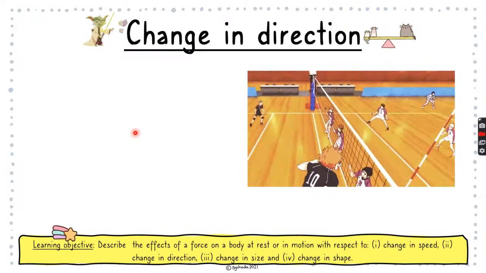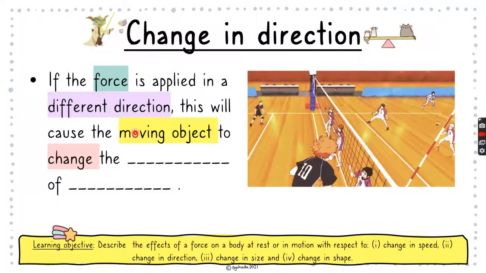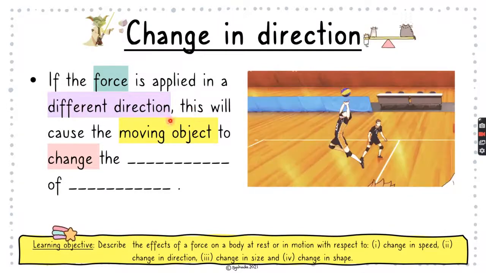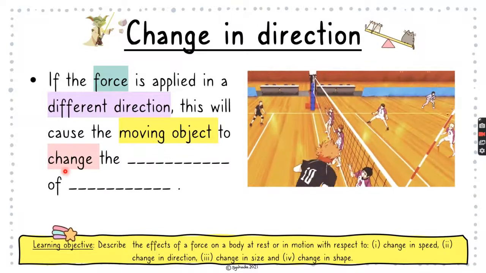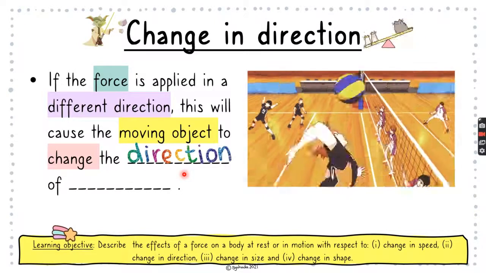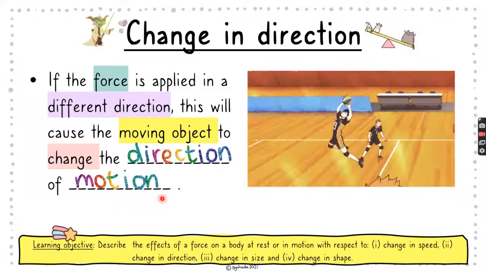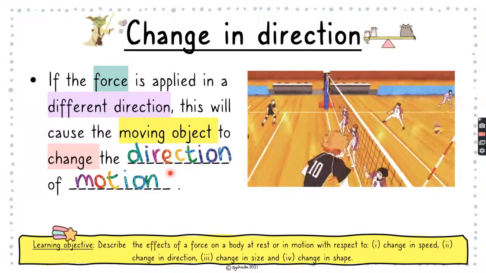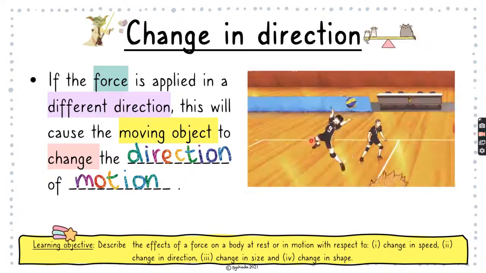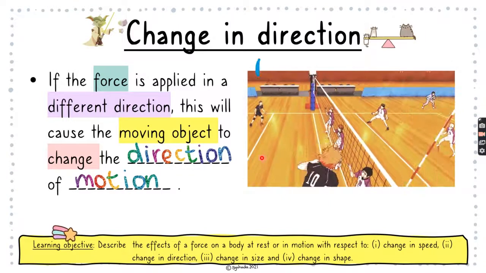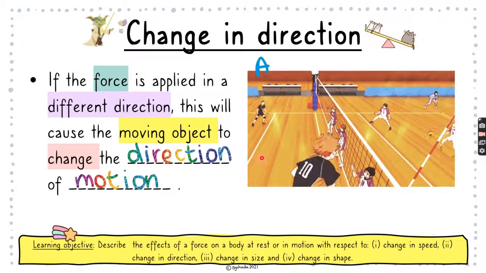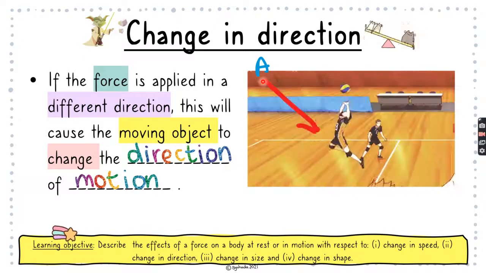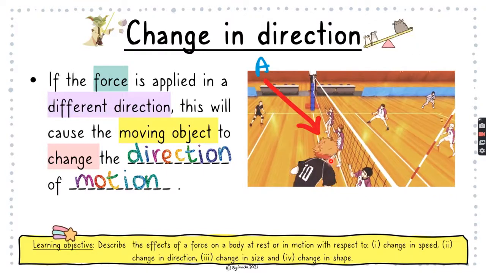A force applied can also change the direction of that object. So if the force is applied in a different direction, this can cause the moving object to change the direction of motion. It means that if you apply a force while that object is moving, the direction of that moving object could be different. For example, over here, we have volleyball players right here, and the ball here comes from this direction to here, to the second player over here.